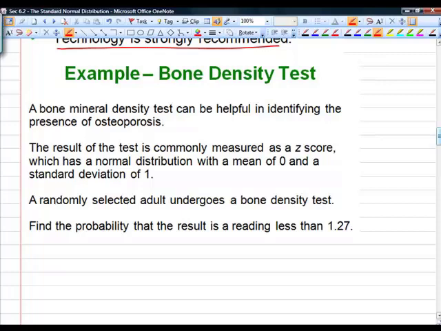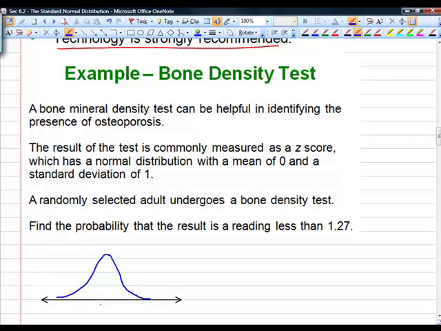It says a bone mineral density test can be helpful in identifying the presence of osteoporosis. The result of the test is commonly measured as a z-score, which has a normal distribution with a mean of 0 and a standard deviation of 1. A randomly selected adult undergoes a bone density test. Find the probability that the result is a reading less than 1.27. I'm not a medical expert, and I don't know at what level all of these indicators are that you have osteoporosis, but I do know how to find the probability that the z-score is less than 1.27.